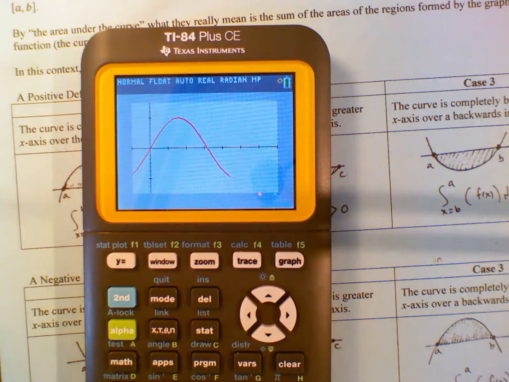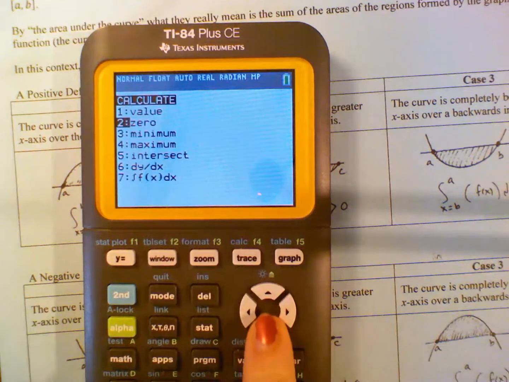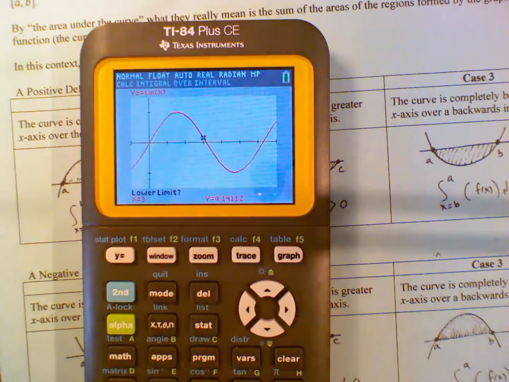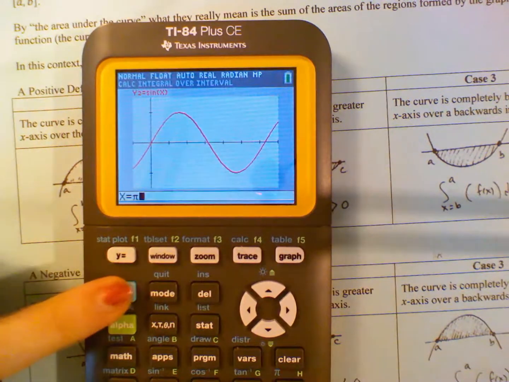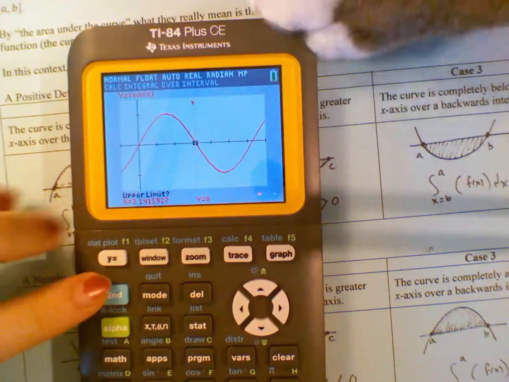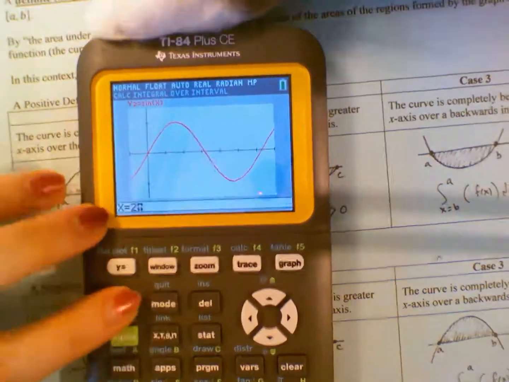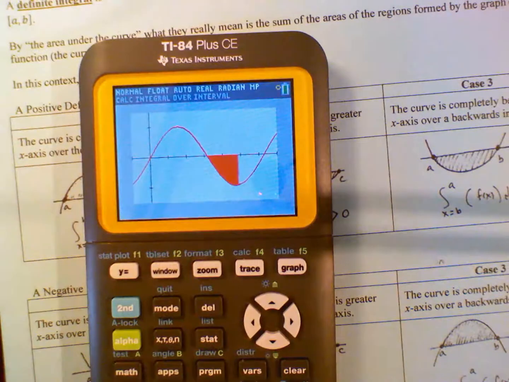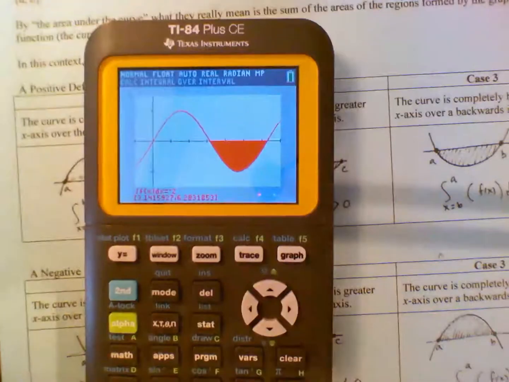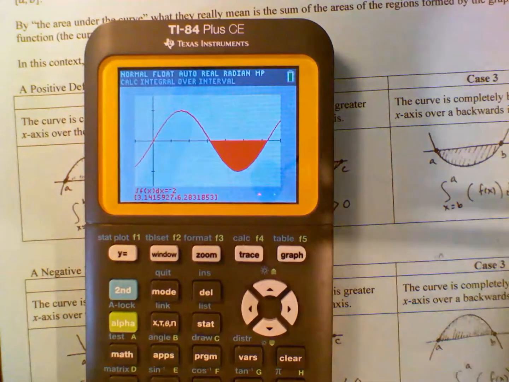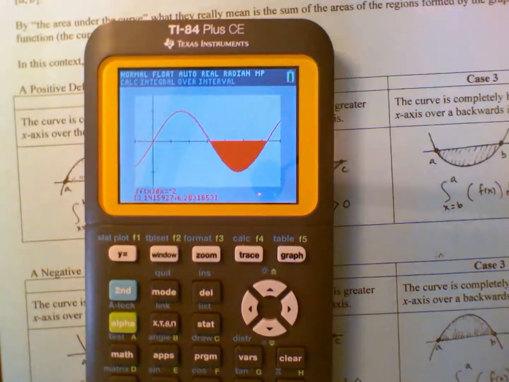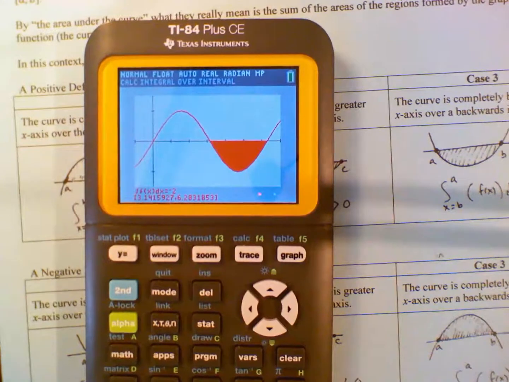All right, so same graph. Okay, so now from pi to 2 pi, so I go down to 7, lower limit pi, upper limit 2 pi. And then you see that, but guys, the area is -2. So if the curve is below the x-axis, then that's going to be a negative area.